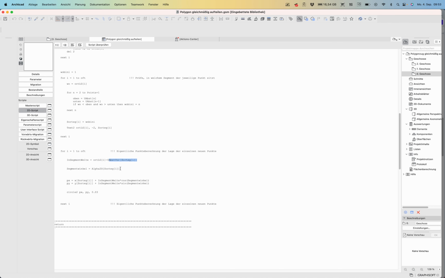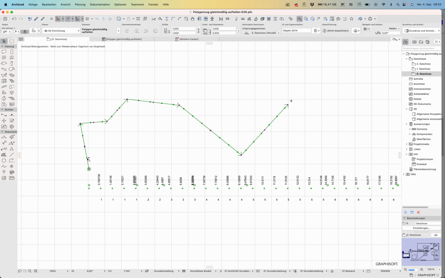Here. Then the angle. And so I could do for every point from the original point plus this one, cosinus and sinus. I got every new point and I got this circle. This is this circle here for every segment of the polygon.